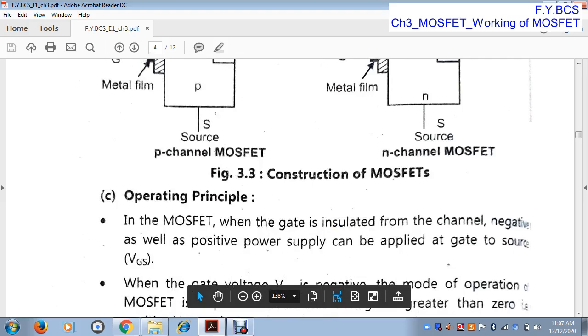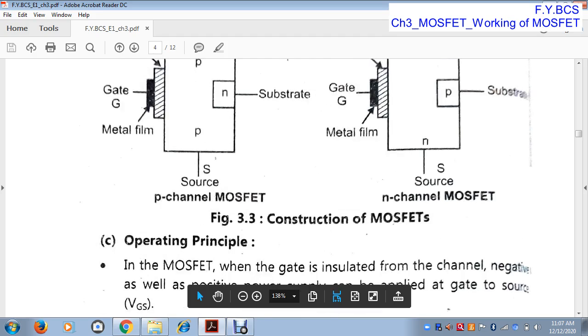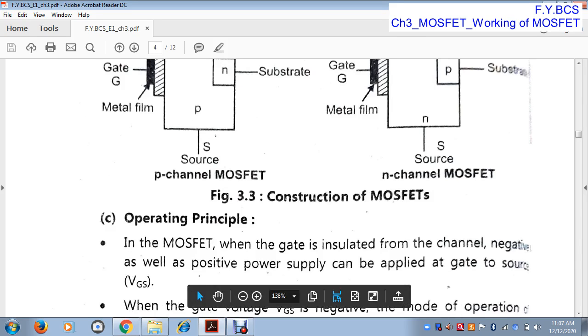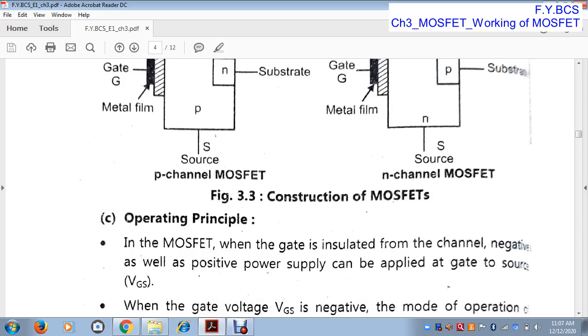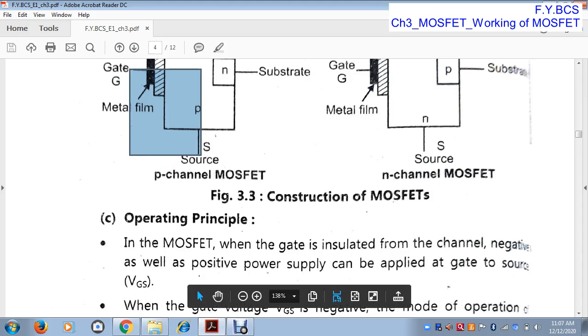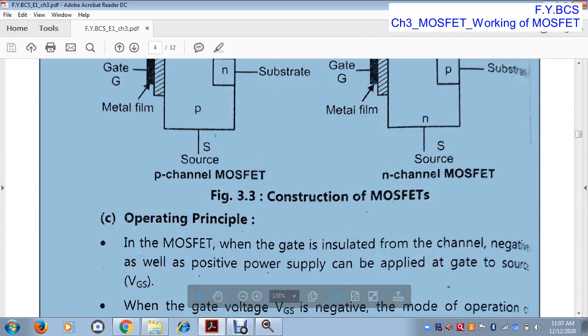So we provide the power supply, negative as well as positive, to the gate terminal. That means we connect the supply between the gate terminal and the source terminal. Between these two terminals, we provide a voltage. Either we provide positive voltage or negative voltage, and that voltage is called VGS. VGS means gate to source voltage.